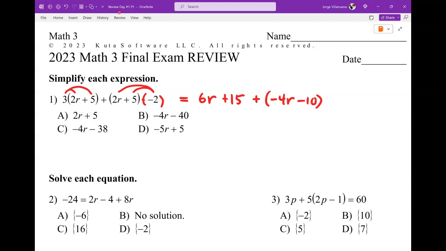I put a parenthesis around it because I know I was multiplying by a negative, so it's going to change stuff. So this becomes 6r plus 15 minus 4r minus 10. So it's 6r minus 4r is 2r, and 15 minus 10 is 5. So your answer, A.